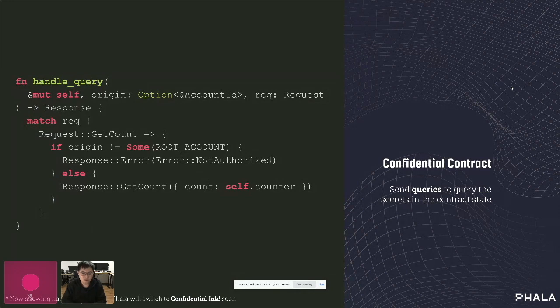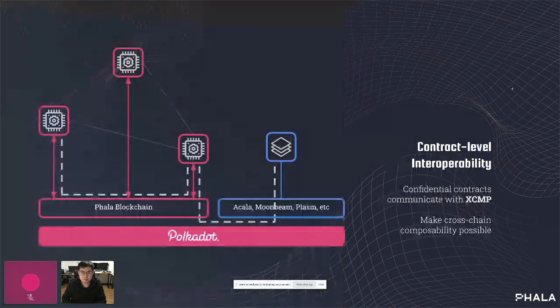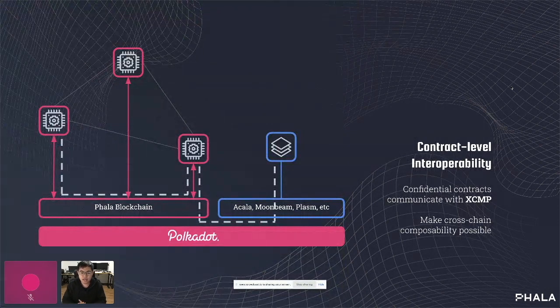Of course, one thing to mention is that this is showing our native Rust contract, and in the future, we are going to switch to Ink smart contracts very soon. So that is one part, the smart contract. But how do we provide confidentiality to other projects? The way is by using XCMP.